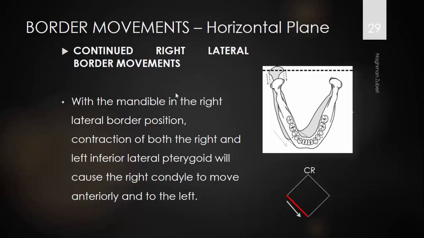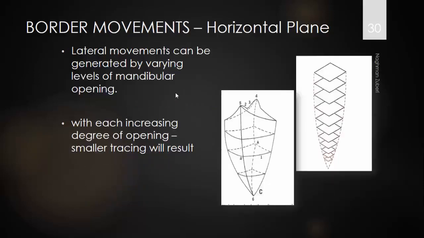Border movements in the horizontal plane we are discussing. Lateral movements can be generated by varying levels of mandibular opening, and with each increasing degree of opening the tracing will become smaller. When the upper and lower jaws are closed, the tracing is largest, and as the mandible opens the size of the tracing becomes smaller.